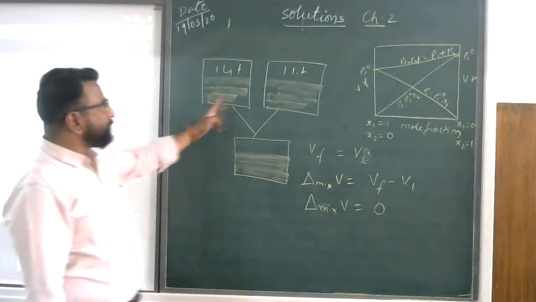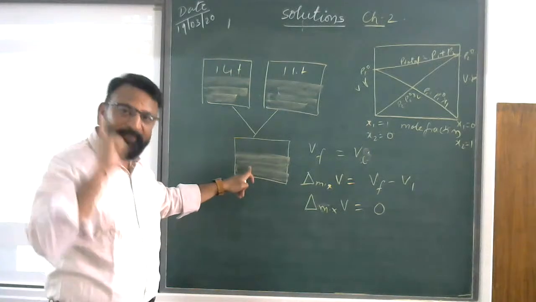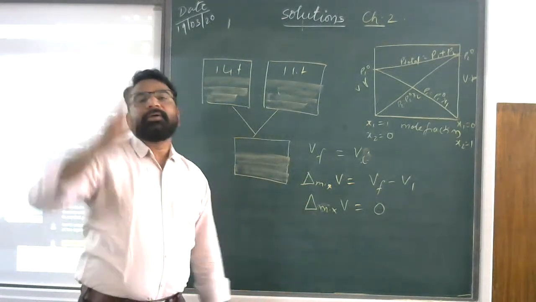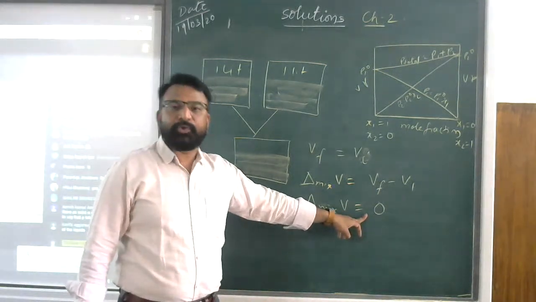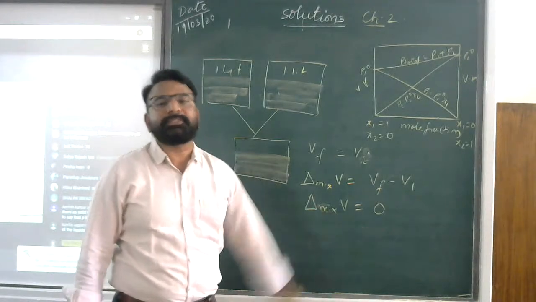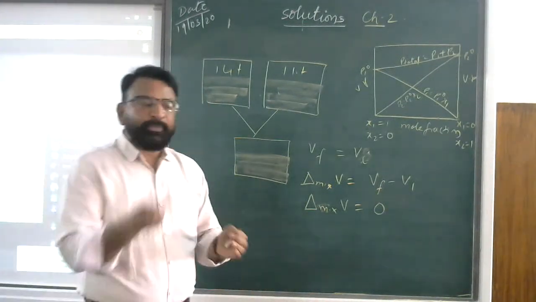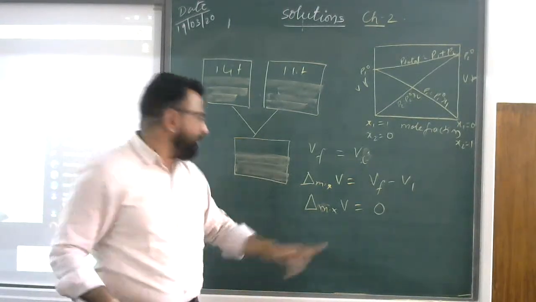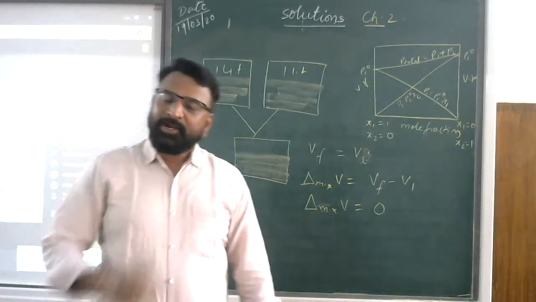Is it fine? Because initial volume 1 liter, after addition only 1 liter is there. Not 2 liters, it's 1 liter. And there is no change in the volume. So such type of solution in which delta V will be equal to 0, there is no change in the initial and the final volume, such solutions are called ideal solutions. And those which make 2 liters or more than 2 liters or less than 2 liters, whatever is there, delta V will not be equal to 0.